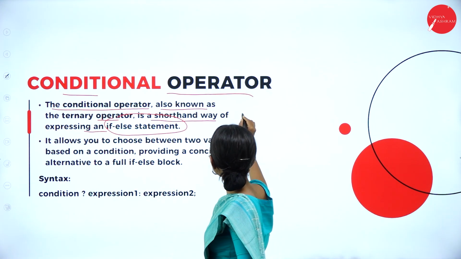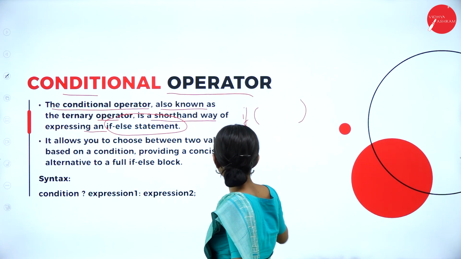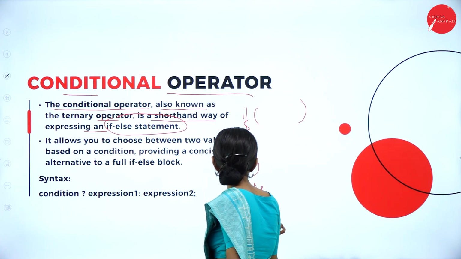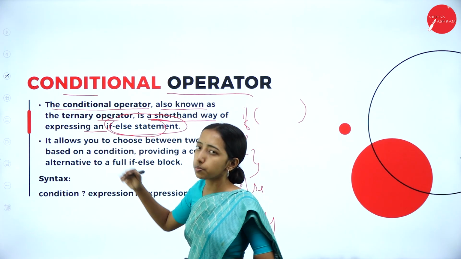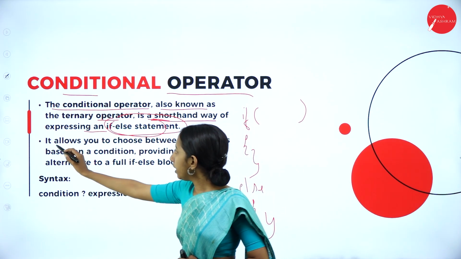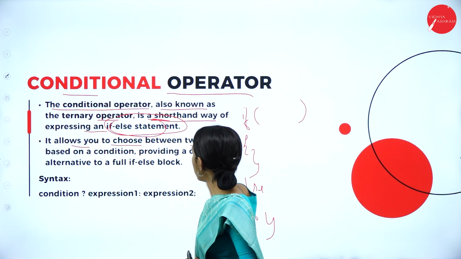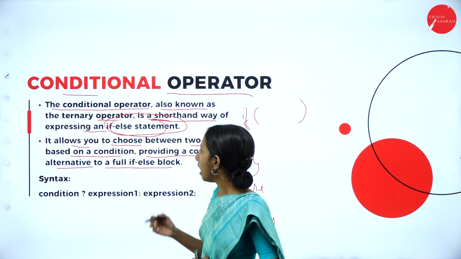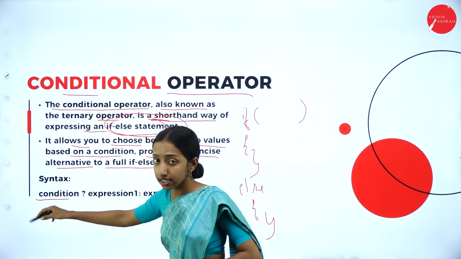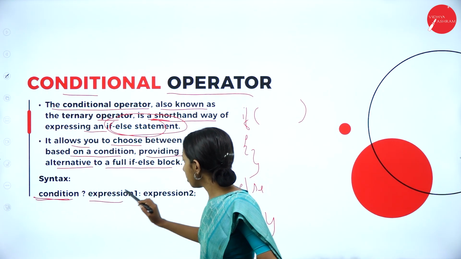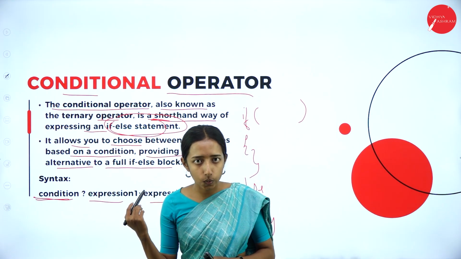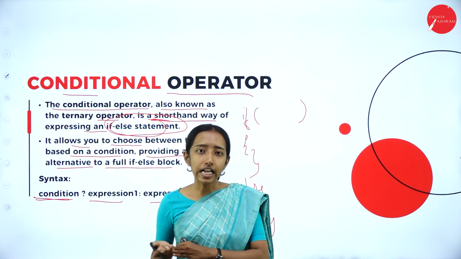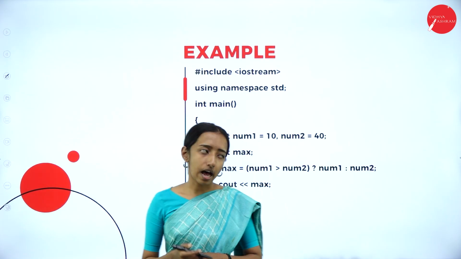As I said, in if-else we have the if with a condition, and next we have else. So this is a short way to express the if-else part. It allows you to choose between two values based on a condition, providing a concise alternative to a full if-else block. Syntax: condition ? expression 1 : expression 2. We have seen this in the types of operators. So it is like a shorthand for the if-else statement. Let us see an example.